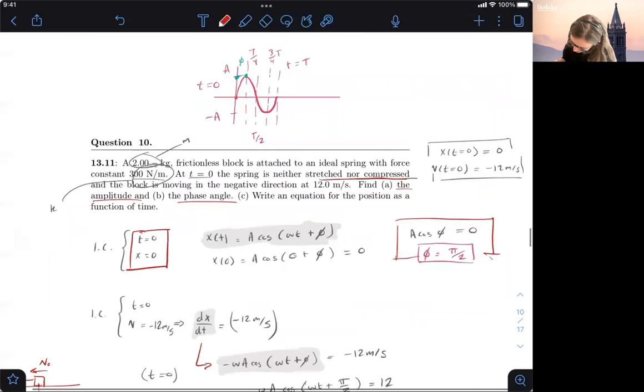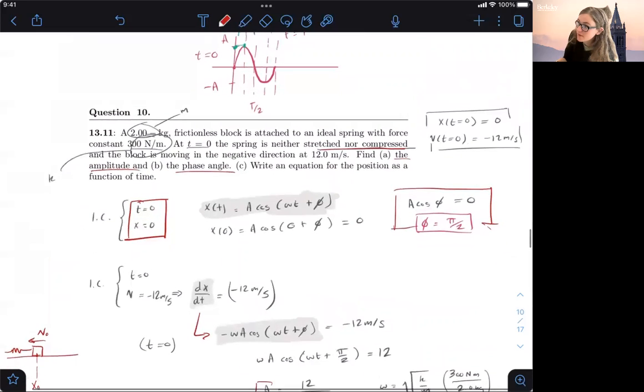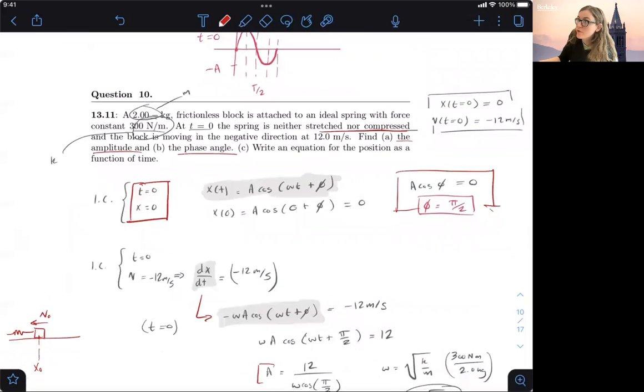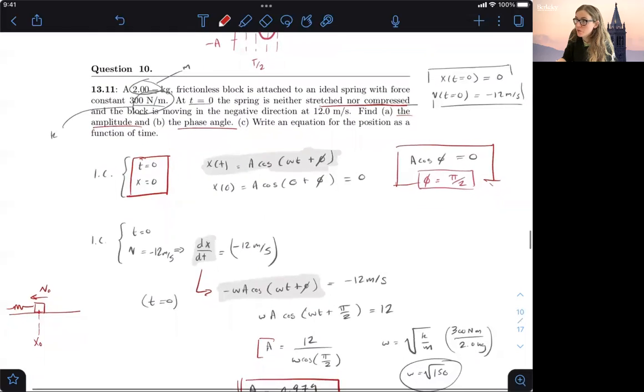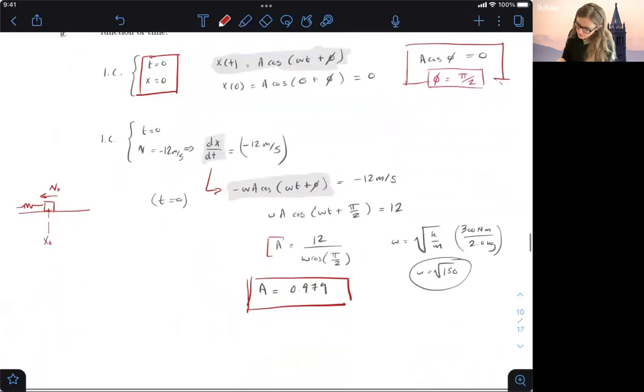Okay, then at the end it says write an equation for the position as a function of time. So for part C, for the position as a function of time, if we take everything that we have now and we plug it back in, in this case, if we use our K value, our K value comes out to approximately 12.2. But I'll just write this guy out.